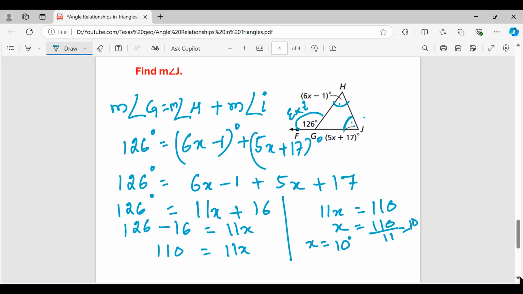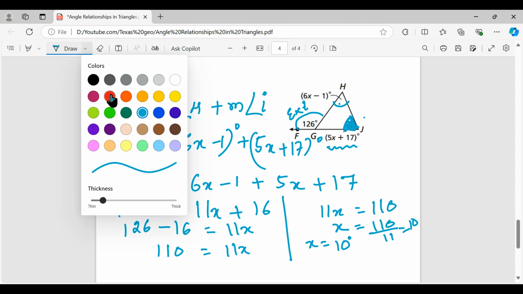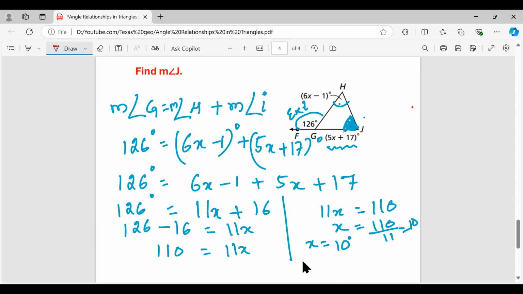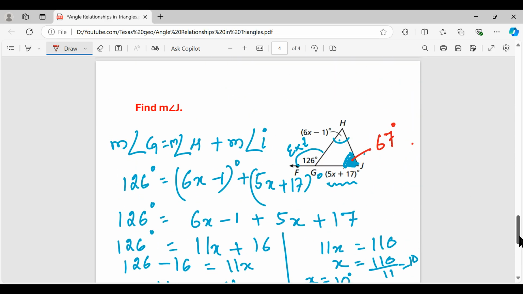Now you see that your question is to find the measure of this angle. What is this angle? This is 5x plus 17. So what we can do is substitute the value of x: 5 times 10 plus 17, and that is 67. So your measure of angle J is 67 degrees. I hope this is clear to everyone.